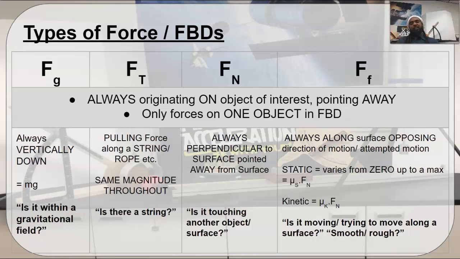Ff, force of friction, is it moving or trying to move along a surface, and is that surface rough? If it's smooth, this implies no friction. If it's rough, this implies that we have friction. If it's trying to move but not actually moving, then the force of friction will be static friction, and this can vary from 0 up to a max of mu of static friction times Fn. Kinetic friction is if the object is moving, it will only have one force of friction as long as it's moving, equal to mu k times Fn.